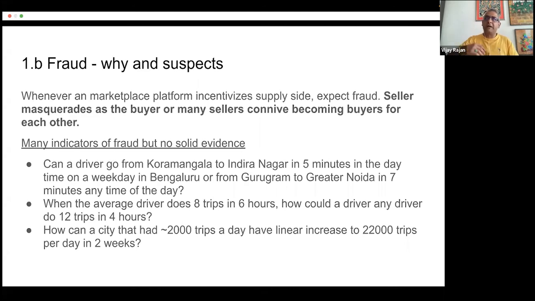Now, you will have to write a lot of queries to make sure that you catch a lot of these frauds, and you'll have to create some sort of a system that monitors for these kind of frauds. When the average driver does 8 trips in 6 hours, how could a driver, or any driver for that matter, do 12 trips in 4 hours?